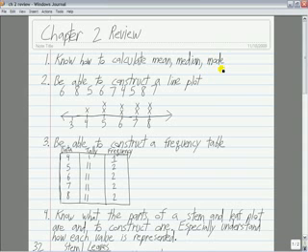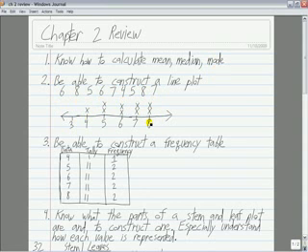The next thing that you need to be able to do is to construct a line plot. Here we have our data values that we'll be using, and we simply draw a line and list all of the numbers on the line, and then above each number we put an X for the number of times we see that value. So you can see we have one X above the 4 because there's only one 4. All the other values have two X's.